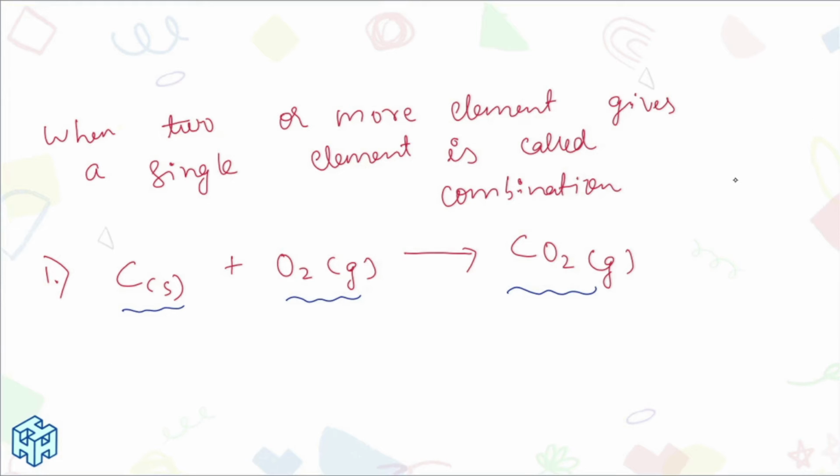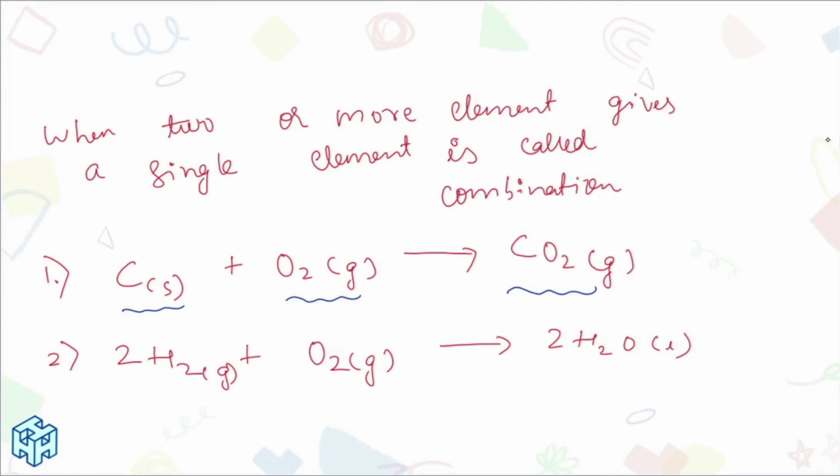Let us understand one more example. We have 2H2 plus O2, both are gases. We are getting 2H2O, which is a liquid. Are you able to see it here? This is one element, hydrogen. This is one element, oxygen. When I combine both, I get water. This is an example of combination.